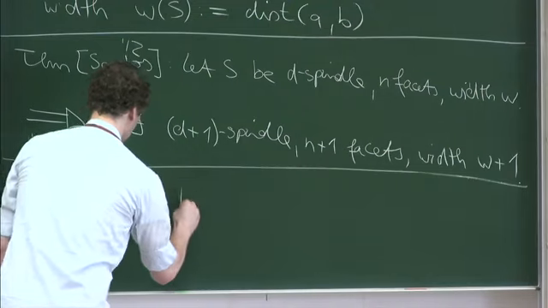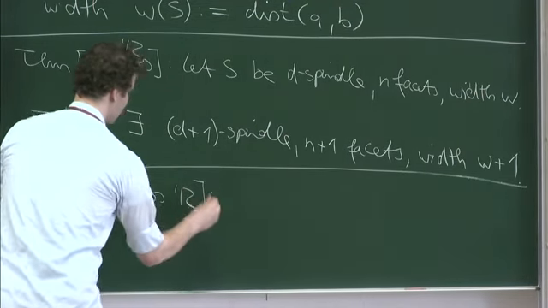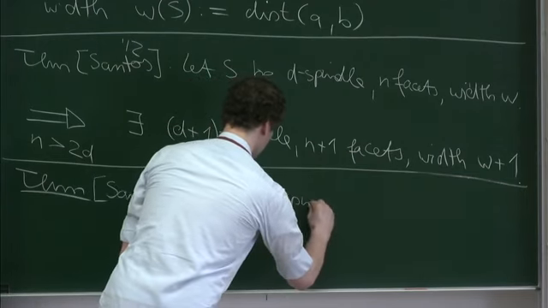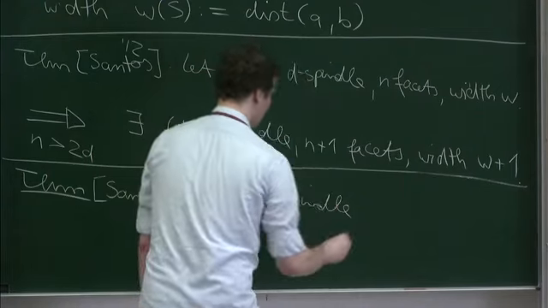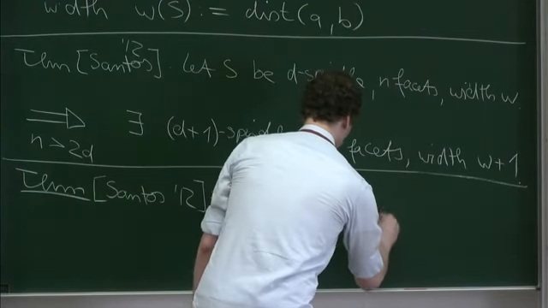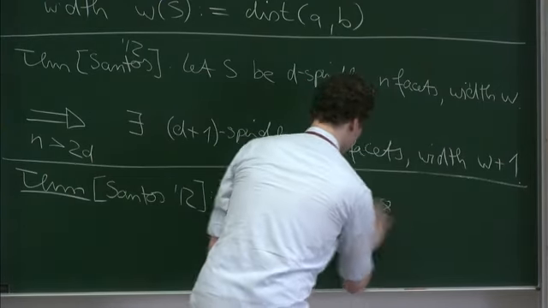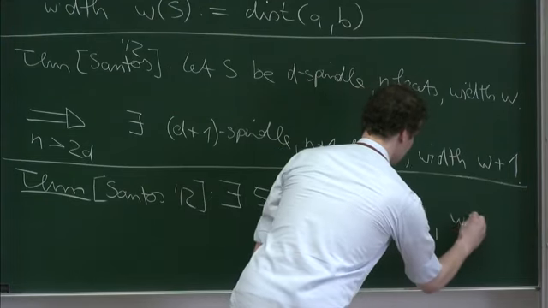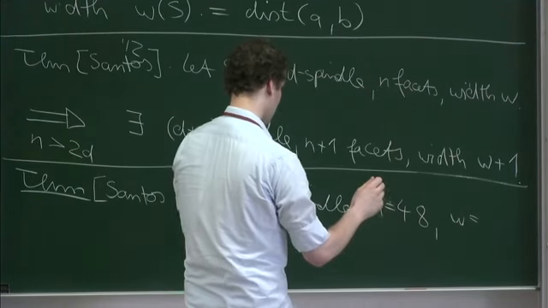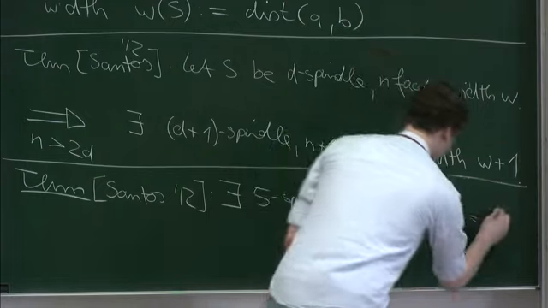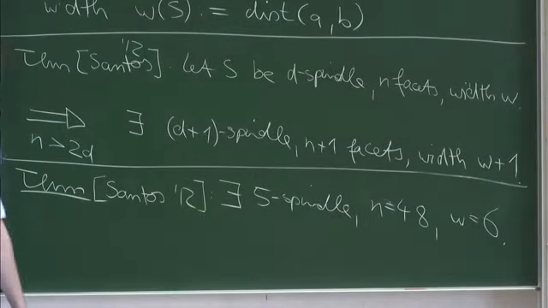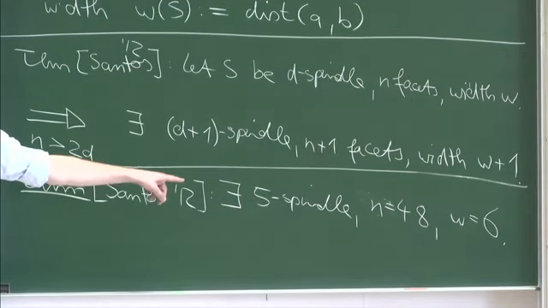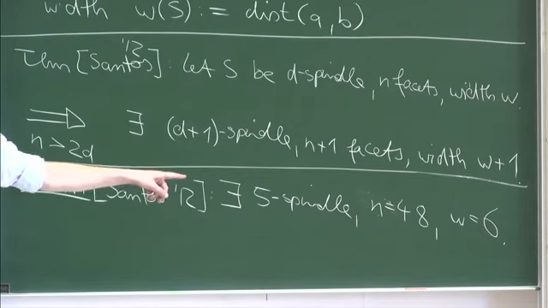and the start of the induction is another theorem of Santos from the same paper, namely there exists a 5-dimensional spindle with 48 facets, so n is 48, and W is 6. So the important thing is that he constructed a spindle where the width is larger than the dimension.